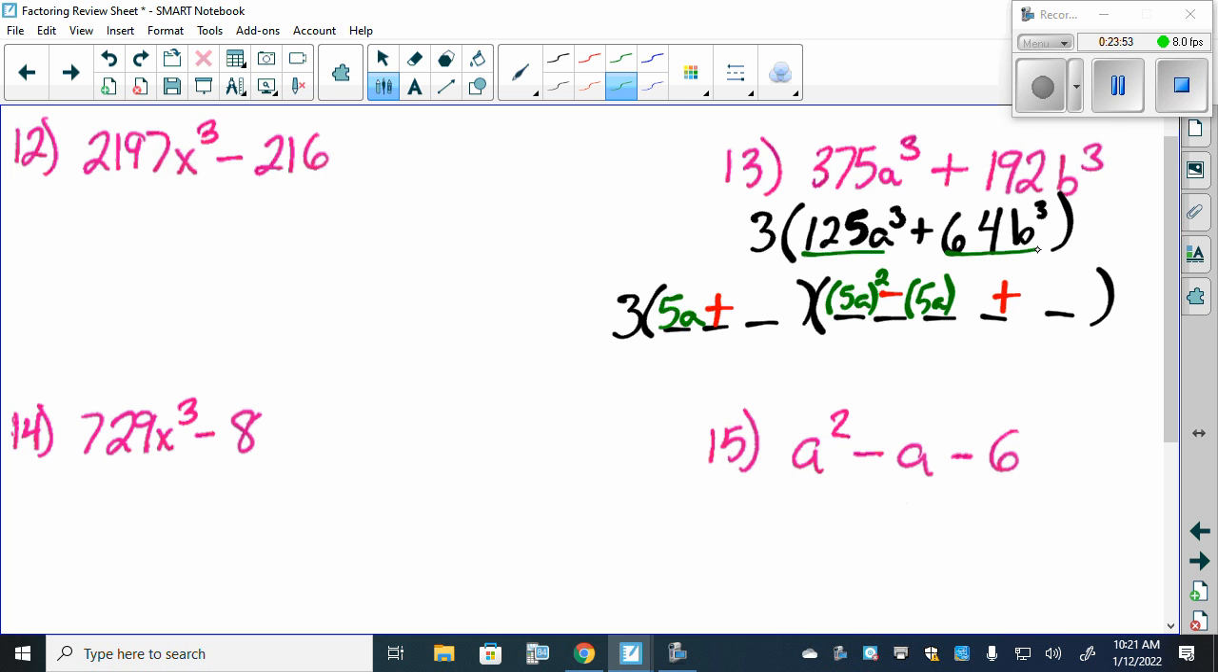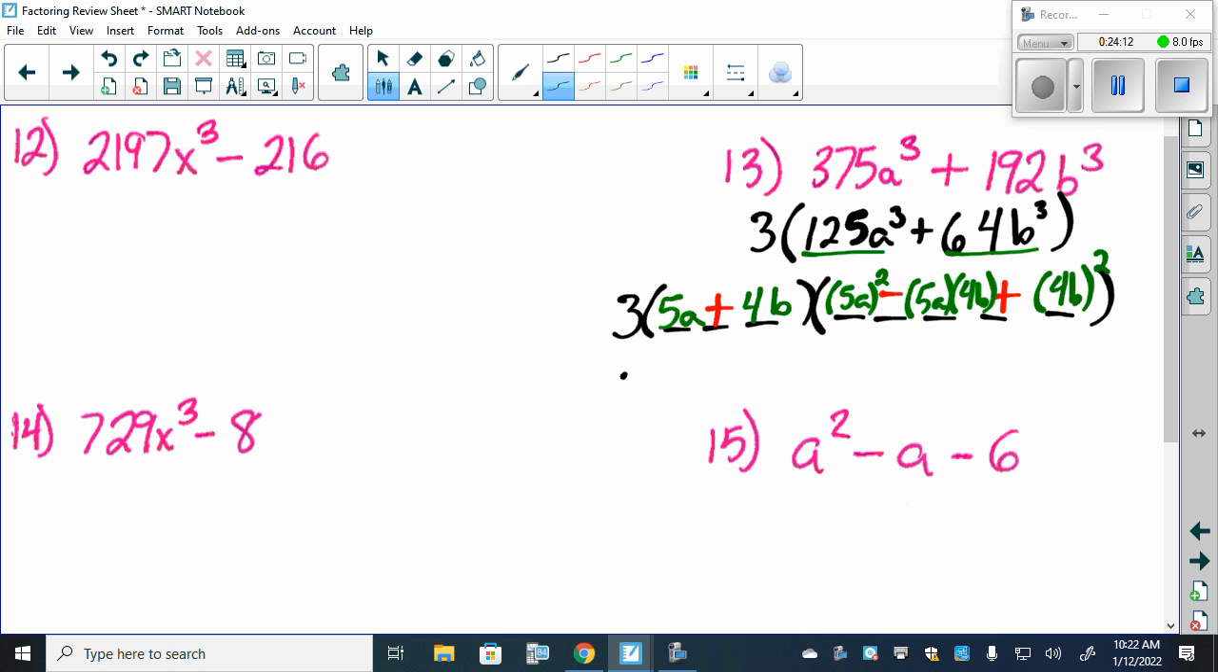Now for 64b cubed, well, its cubed root of 64 is 4, and the cubed root of b cubed is b. In the middle one, we'll have 4b, and in the last one, we'll have 4b squared. Any questions on how we plugged any of this in?